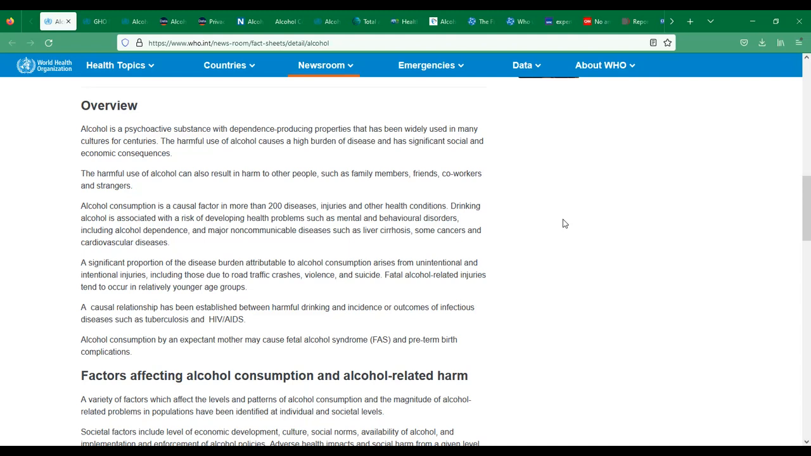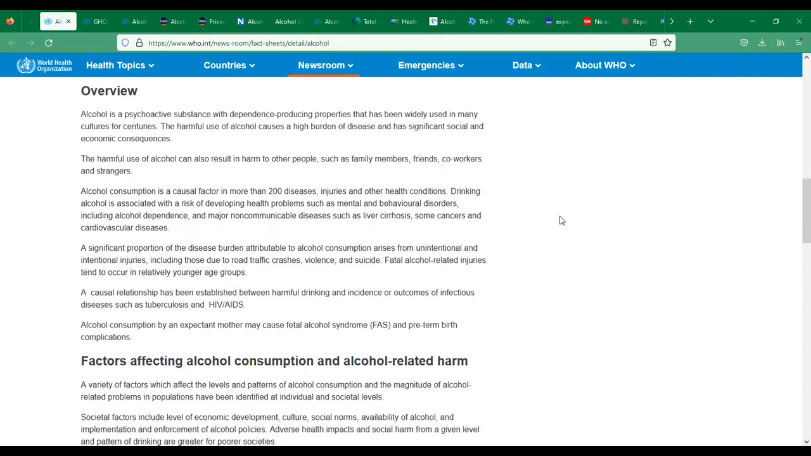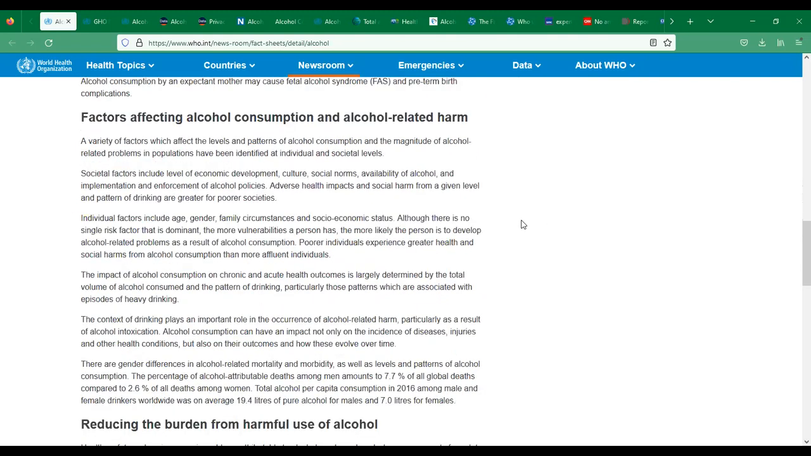For other countries, you need to look at each individual country separately to know why there is a high consumption of alcohol, and also to look at the death rate.